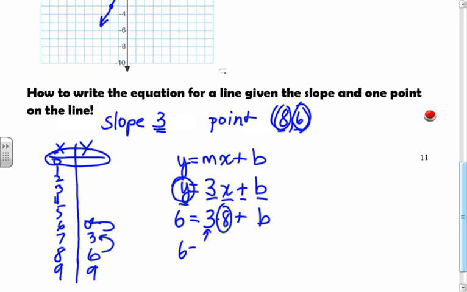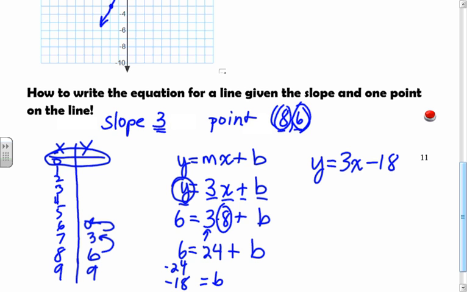So 6 has to equal 3 times 8, which is 24, plus something. All right, and we can get that just by working backwards. Subtract 24 from 6, and we get -18. And so that's equal to b, which is my y-intercept. Now I know my slope is 3. My y-intercept is -18. I'm going to write y = 3x - 18. And I have an equation for this situation.